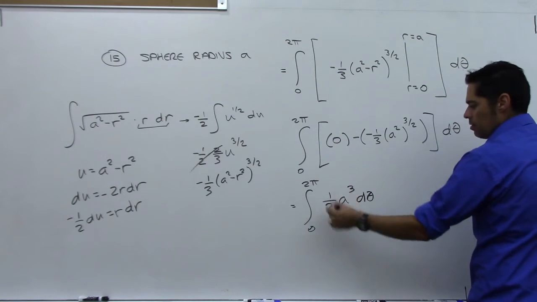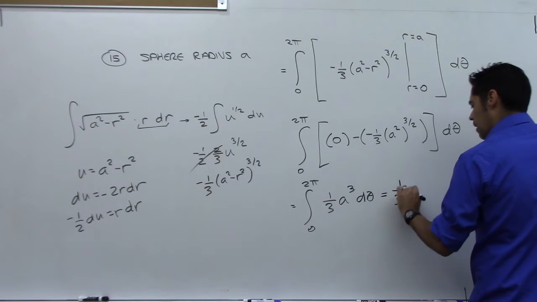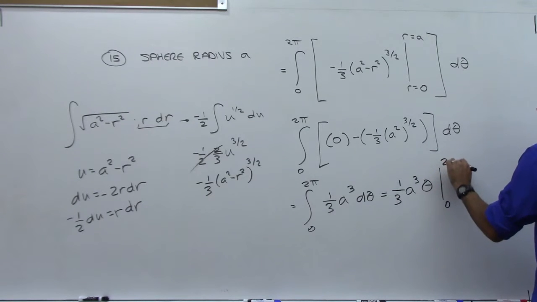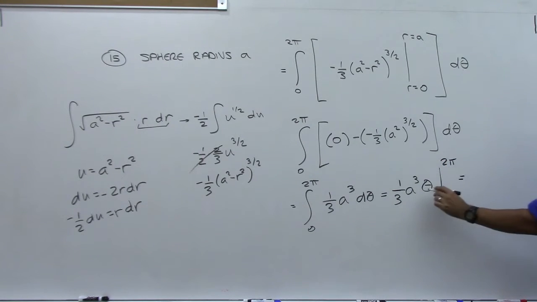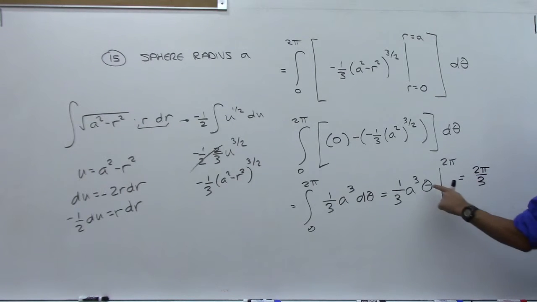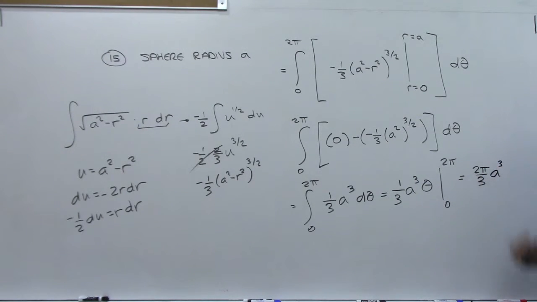A is a constant, this whole thing is a constant, so the antiderivative is just 1/3 a cubed theta, evaluated from 0 to 2 pi. Plug in 2 pi, we get something, plug in 0, we get 0. So we should just get 2 pi over 3, so that's what I get when I put this here, over the 3, a cubed.